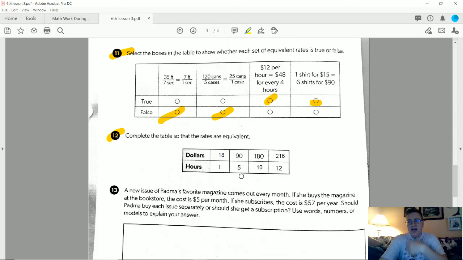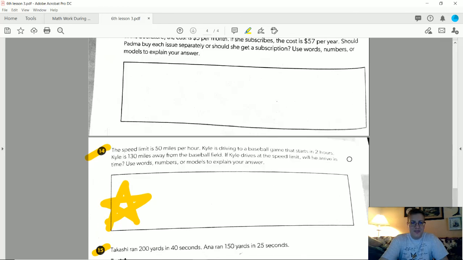How many times do I count by 5 before I get to 90? That would be 18 times. So my unit rate is going to be $18 per hour. I can look over here and see that this is 10 times that amount to fill this one in. And then I would go ahead and count up by groups of 18 2 more times to get from 10 to 12. And that would give us 216 for the last one.